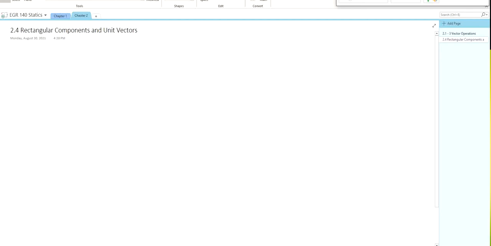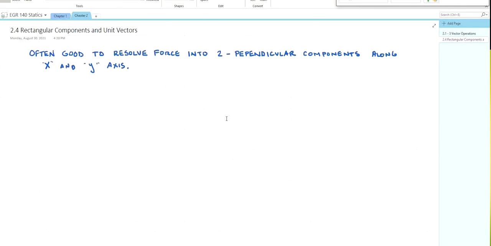All right, continuing with section 2.4, rectangular components and unit vectors. It's often good to resolve forces into two perpendicular components along the x and y axes. So if I were to draw an axis like this, so that I had the x value here and the y value here, then I were to draw a vector starting from the origin and heading in any direction, it doesn't really matter. Let's call it vector F just so we have it labeled.